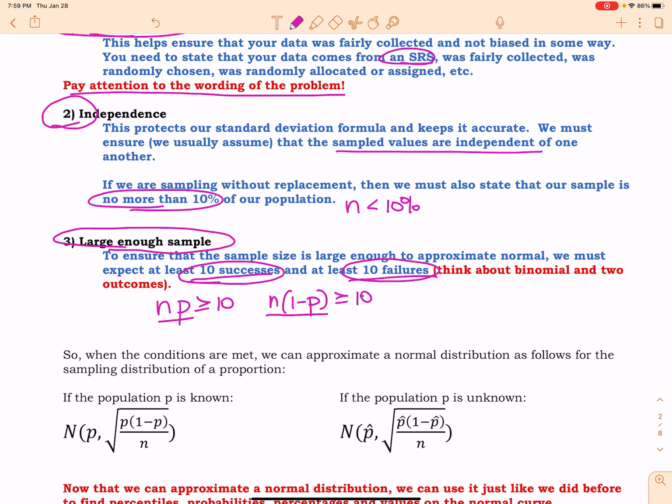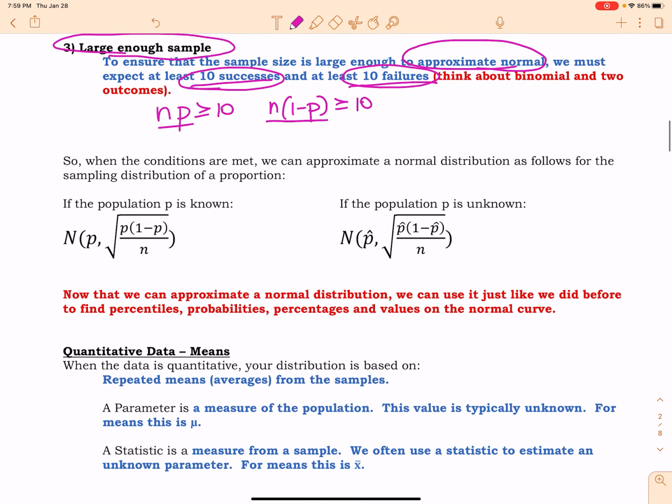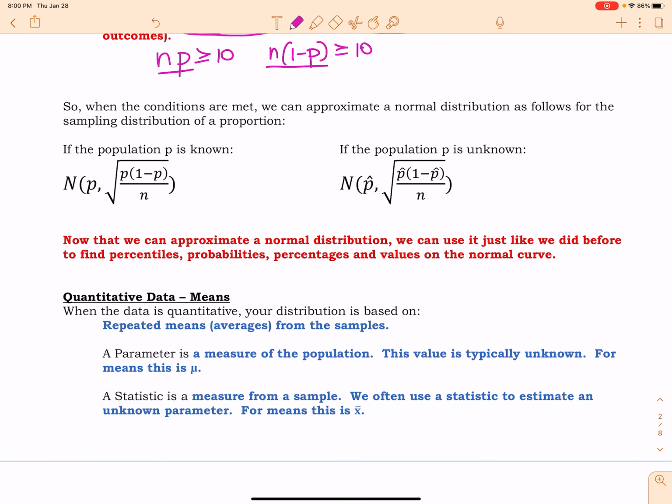And this idea that my sample's large enough is what allows me to approximate normal, because those larger samples tend to take on that normal shape when we're looking at a sampling distribution of lots of samples of that size. So that's the key right there. The size being large enough to approximate normal. That's the key.